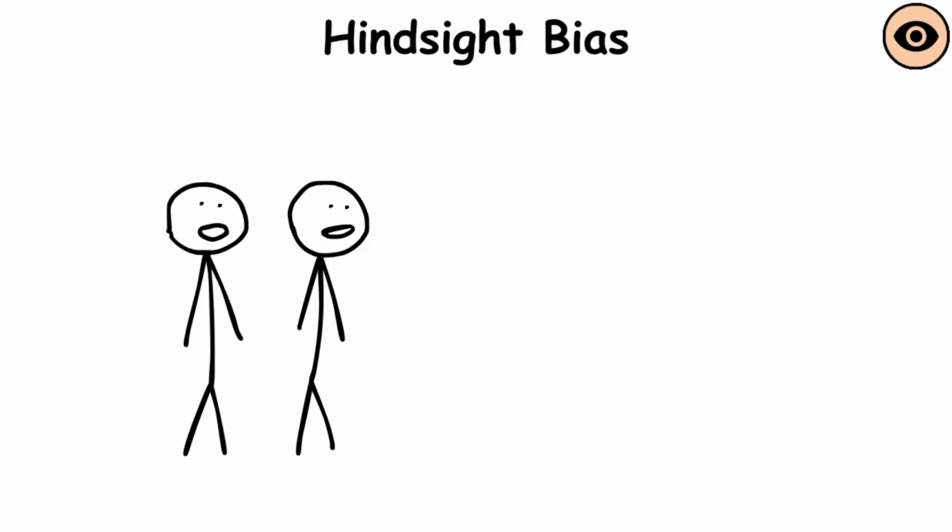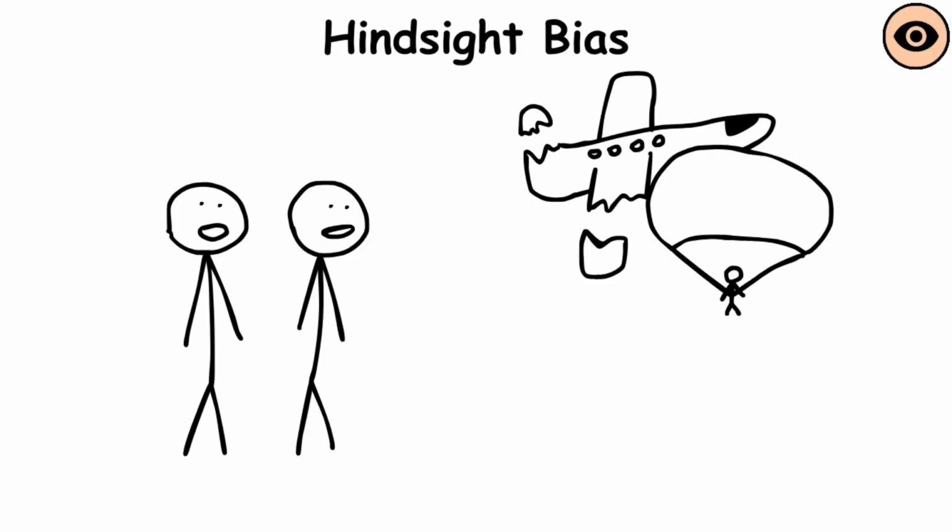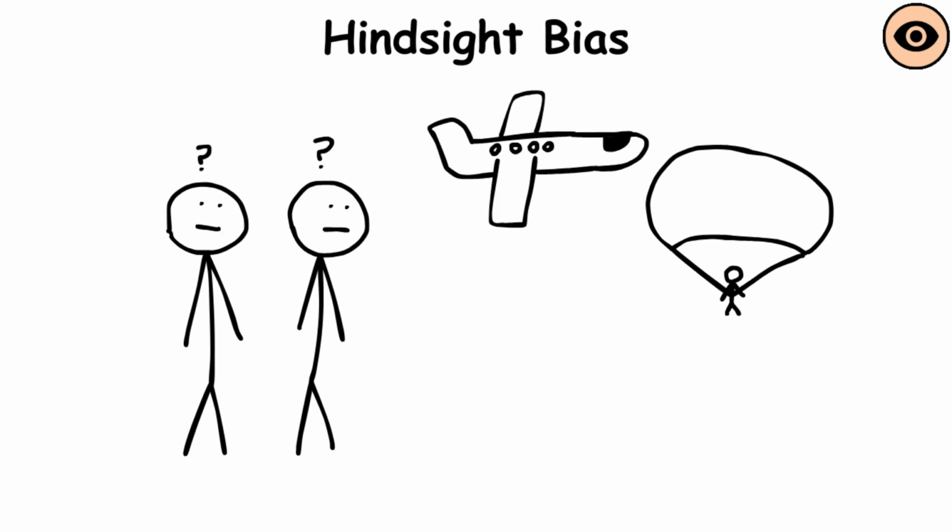Hindsight bias is a trap where people perceive events as having been more predictable after they have occurred than they actually were before they happened. In other words, individuals tend to believe that they knew it all along once an outcome is known, even if they didn't anticipate it before.